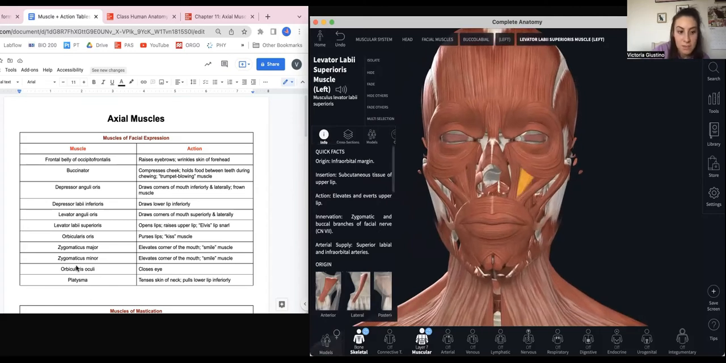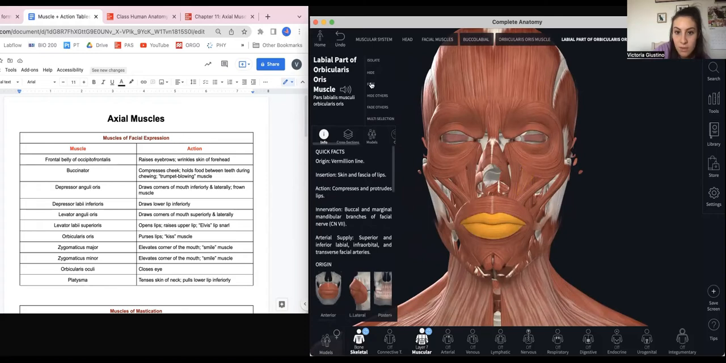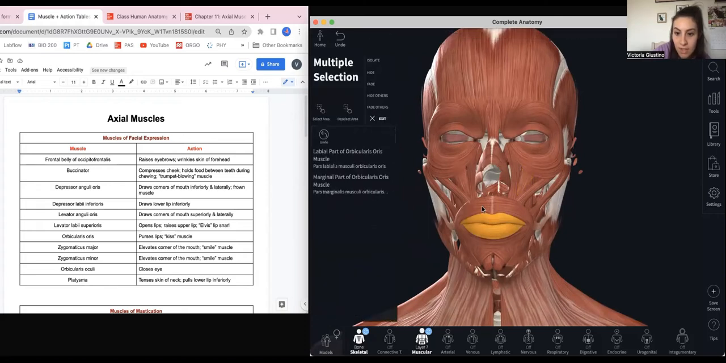All right, so then the next muscle on our list is orbicularis oris. This muscle has circular fibers, right? It's a sphincter muscle. And so this one's going to allow you to close your mouth and pucker your lips. So that's your orbicularis oris muscle there.